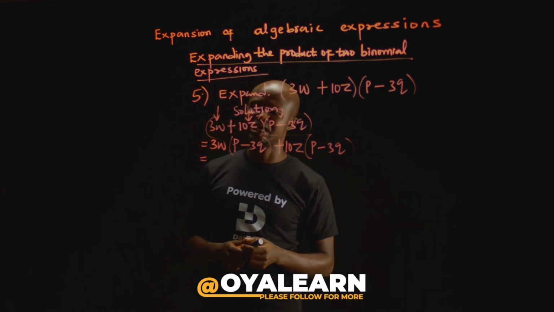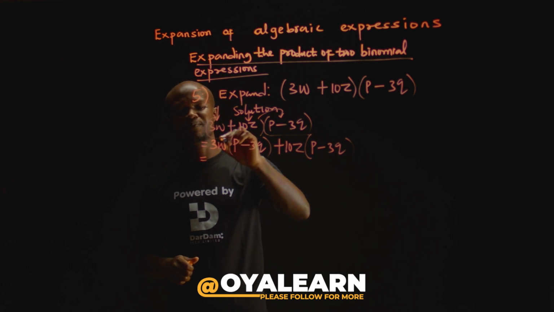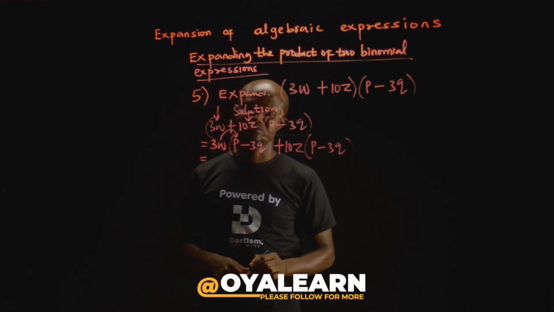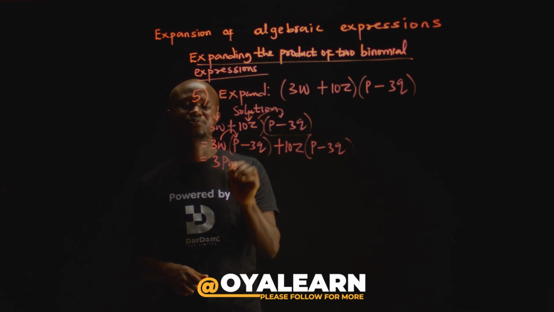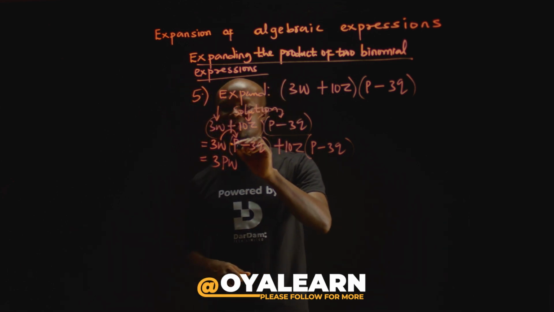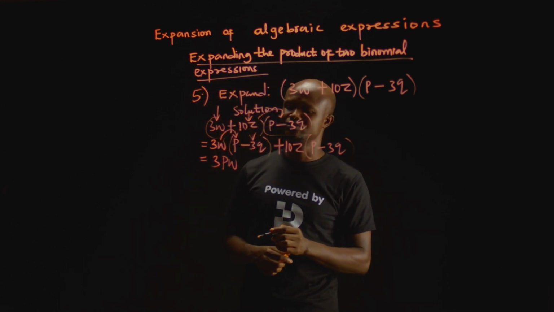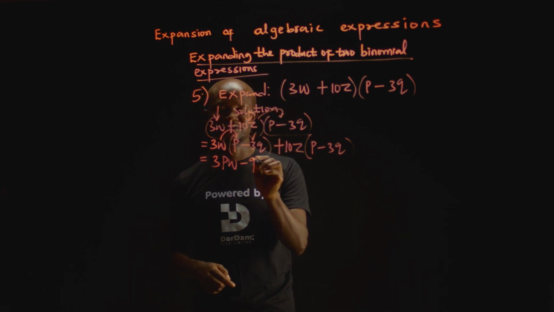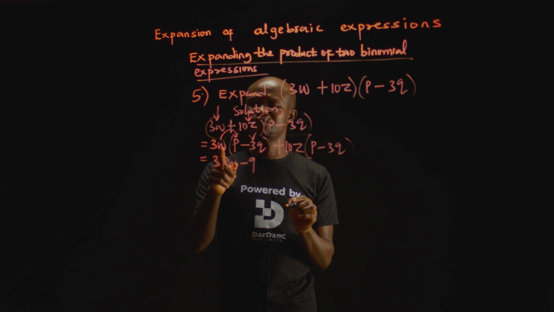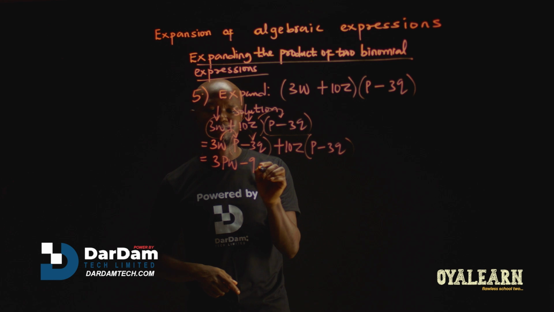Expanding the bracket, we use the 3W to multiply P. Now what do we have? We have 3PW. Now we use that same 3W to multiply minus 3Q. So 3 times minus 3 will give us minus 9. Then we have W times Q, we have what? WQ. So we have here minus 9QW.